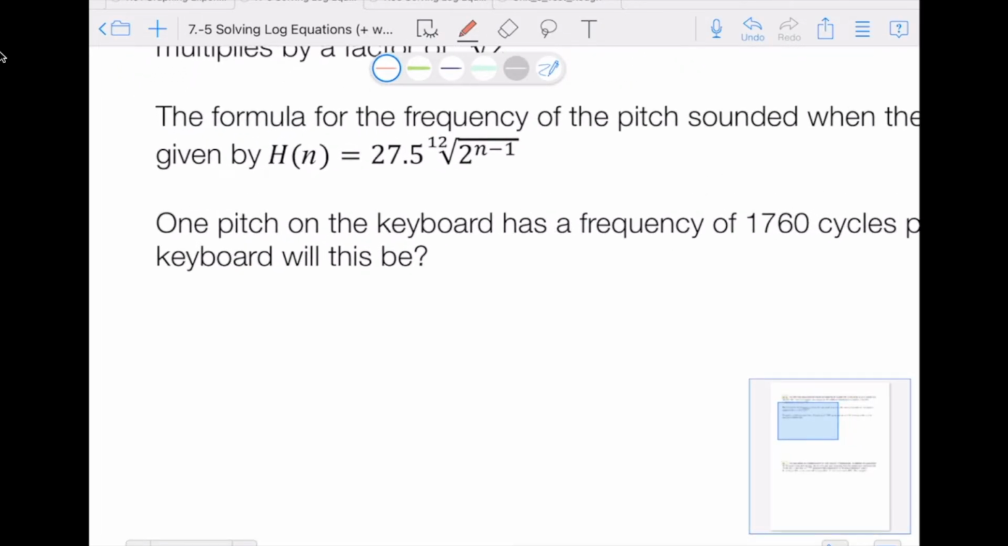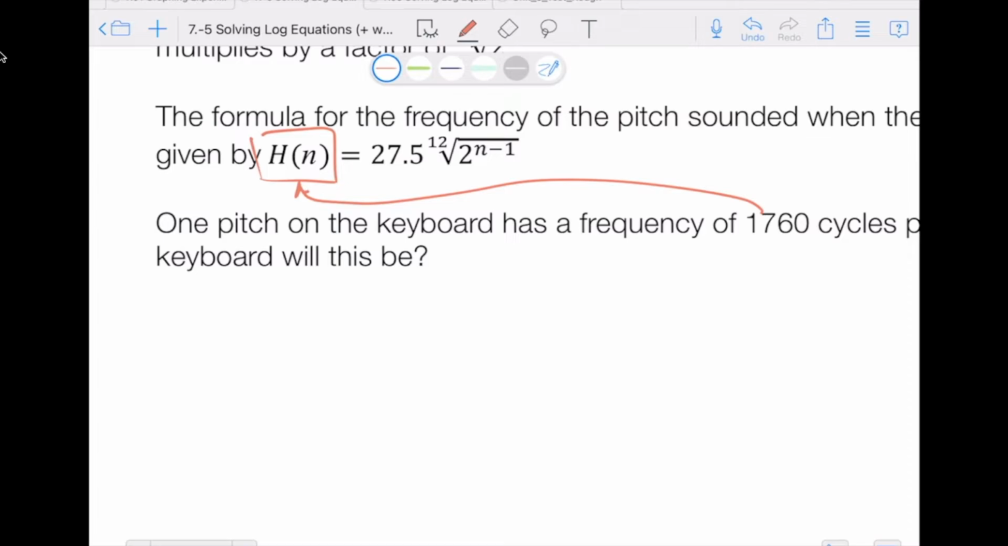So let's do this. We know that the frequency is 1760, so I'm going to plug that in here. I'm going to change my equation so that it's 1760 is equal to 27.5 times the 12th root of 2 to the n minus 1 power. Keep in mind, we have a variable in an exponent, and the only way we can isolate a variable in an exponent is to use a logarithm.